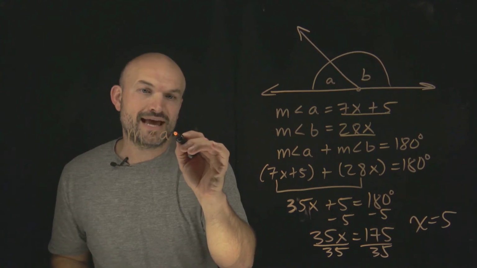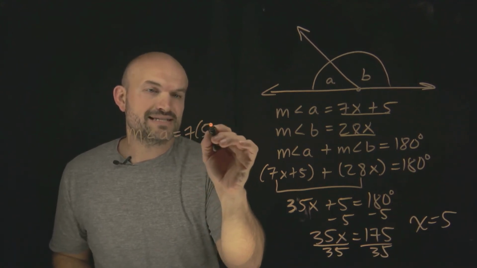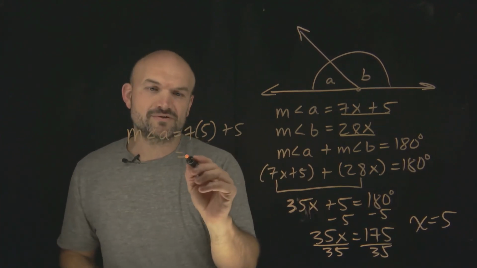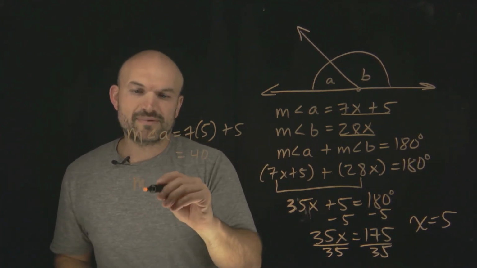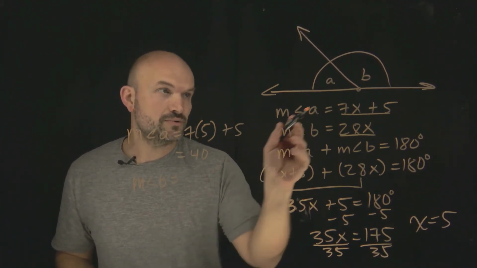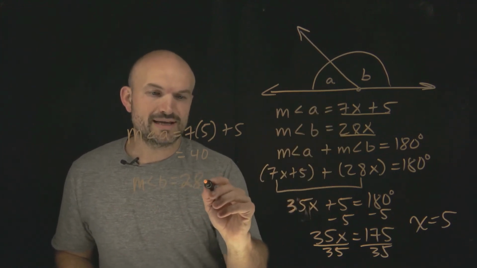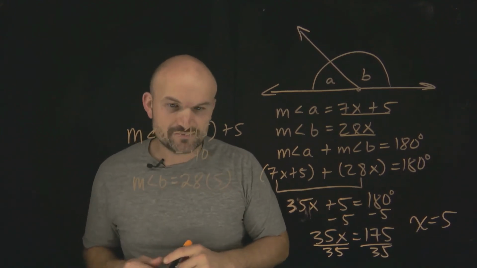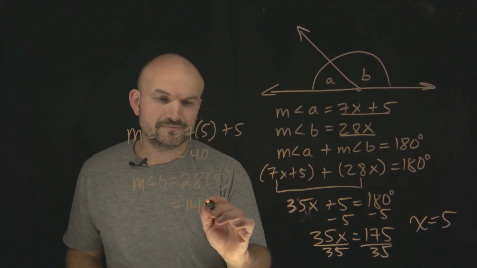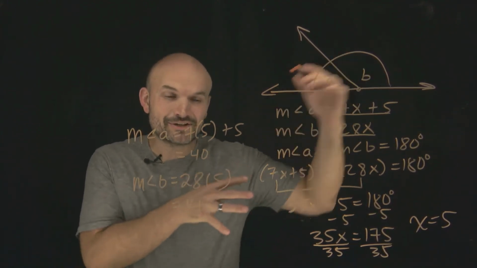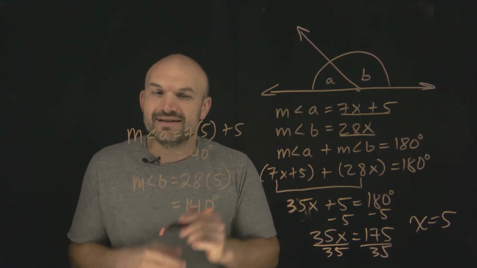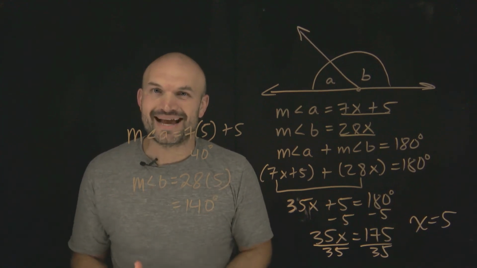So the measure of angle A is equal to 7 times 5 plus 5. Now 7 times 5 is 35, plus 5 is going to be 40. And then we have the measure of angle B, which is equal to 28 times x. So 28 times 5, because remember I replaced x with 5, and that is going to be 140. Now in this problem, we're looking at degrees, so I can put these as 40 degrees and 140 degrees. And guess what? Do you notice that 40 plus 140 adds to 180?